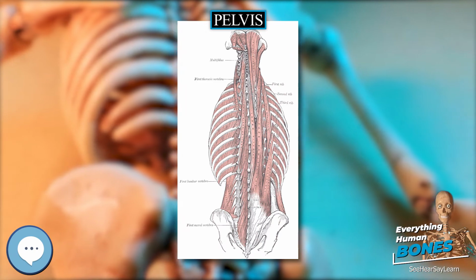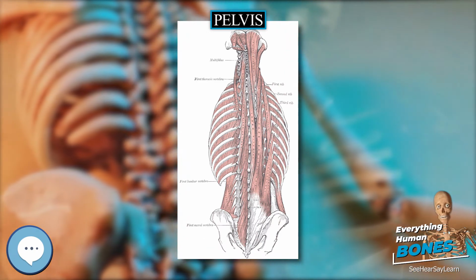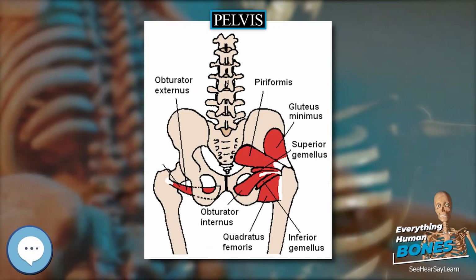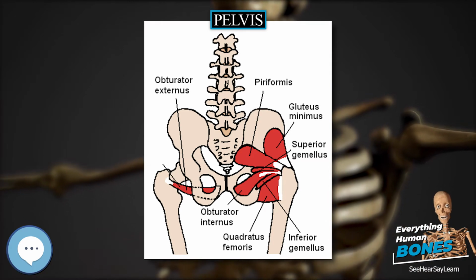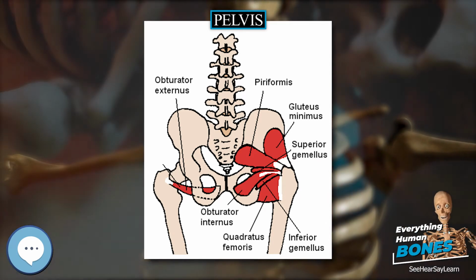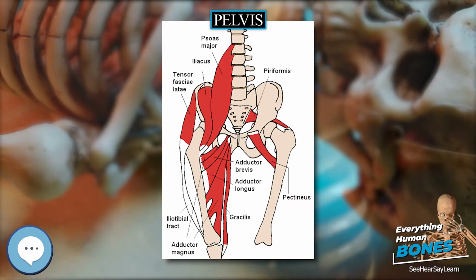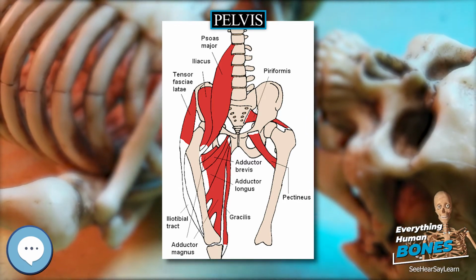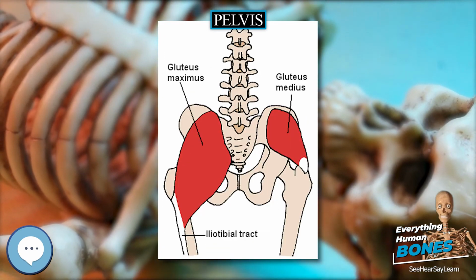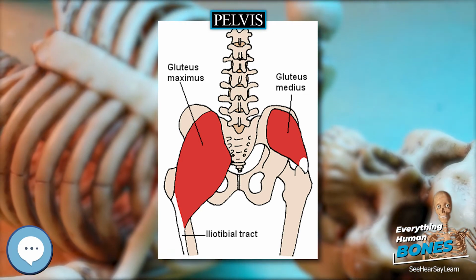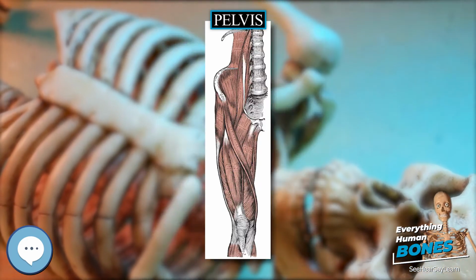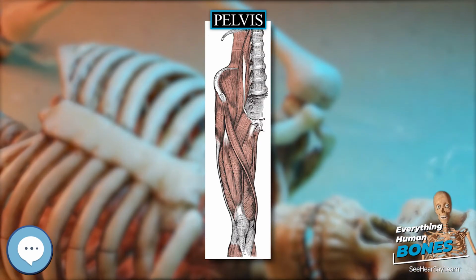The iliopsoas is the most powerful hip flexor. The posterior group includes the gluteus maximus, gluteus medius, and gluteus minimus. Maximus has a wide origin stretching from the posterior part of the iliac crest and along the sacrum and coccyx, and has two separate insertions, a proximal which radiates into the iliotibial tract and a distal which inserts into the gluteal tuberosity on the posterior side of the femoral shaft.